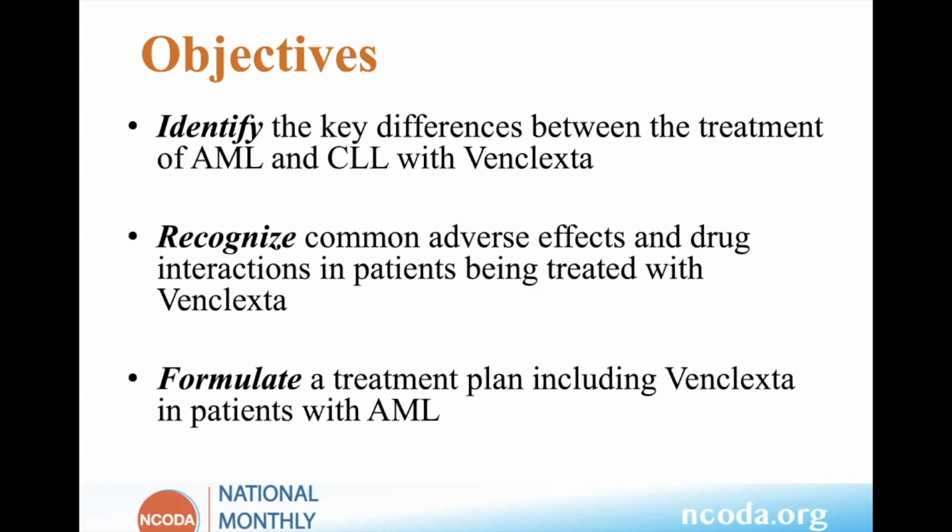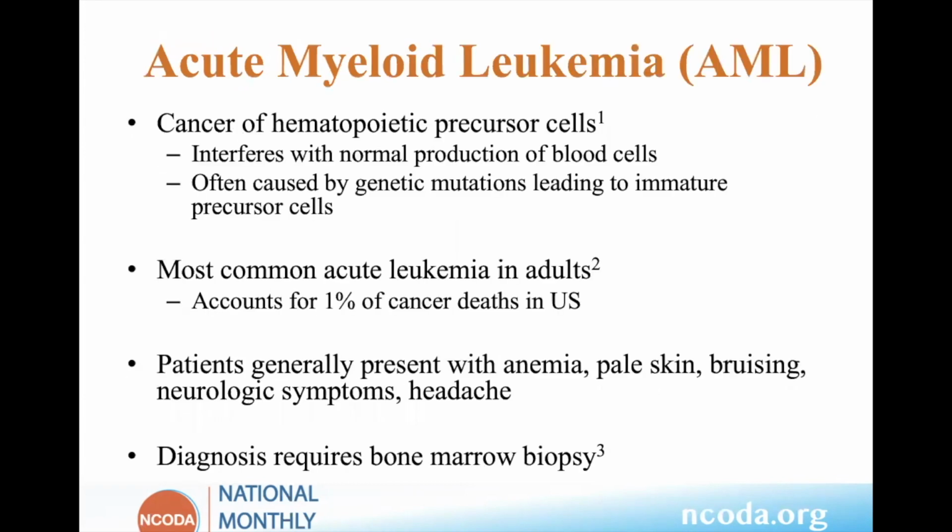So AML is a cancer of the hematopoietic precursor cells. It interferes with normal production of blood cells, often leading to genetic mutations in the immature precursor cells. AML is the most common acute leukemia in adults and accounts for 1% of cancer deaths in the U.S. Patients generally present with anemia, pale skin, bruising, and headache. The diagnosis does require a bone marrow biopsy.